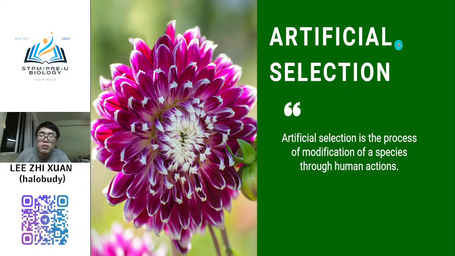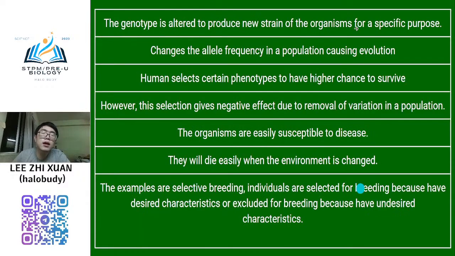So artificial selection is a process of selection where we modify the genotype or phenotype of the organism based on human action, human need. It is not natural, it is something we humans do. Normally the genotype is altered to produce a new strain of the organism for a specific purpose, and then it will change the allele frequency in the population. And then the human will select the certain phenotype to have a higher chance to survive.